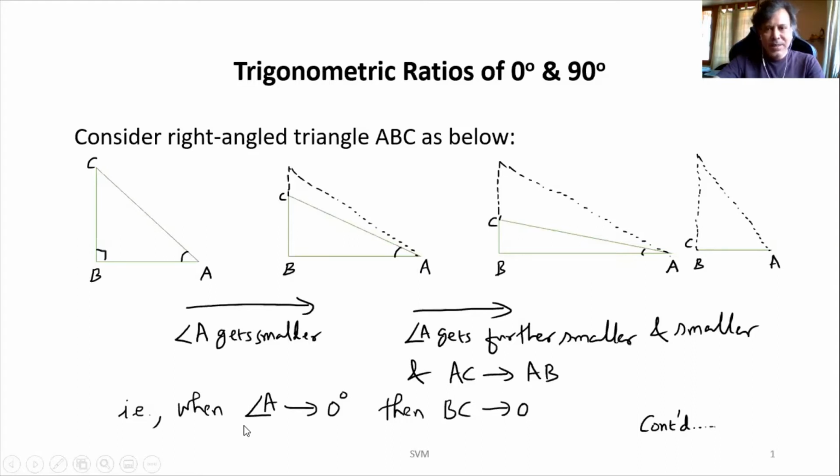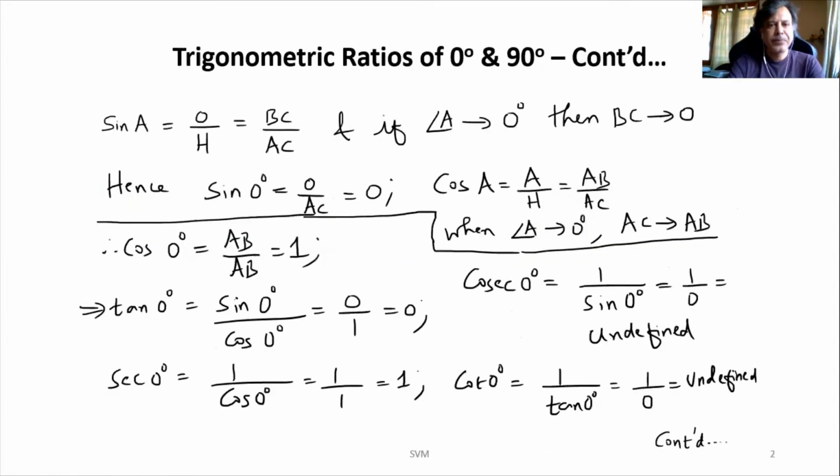And then BC: there is no BC in the last triangle because it has become 0 now. That means if angle A tends to 0 degrees, then side BC will become 0. Based on this understanding, we'll move on to the next slide.